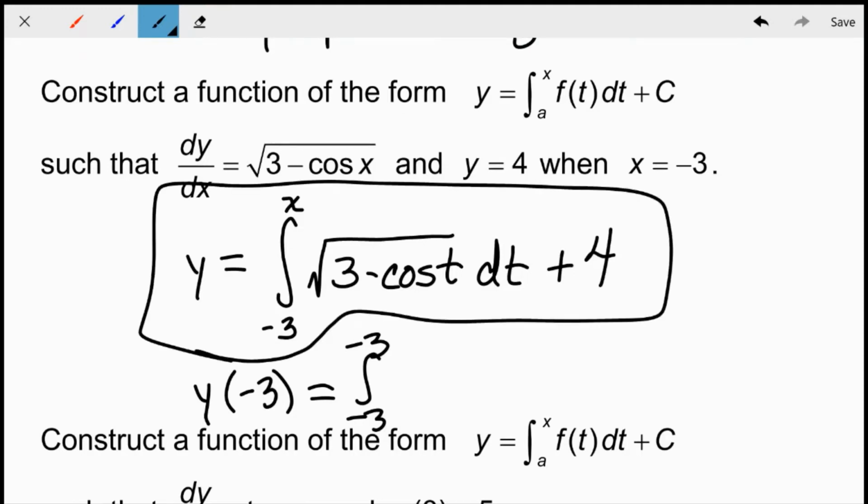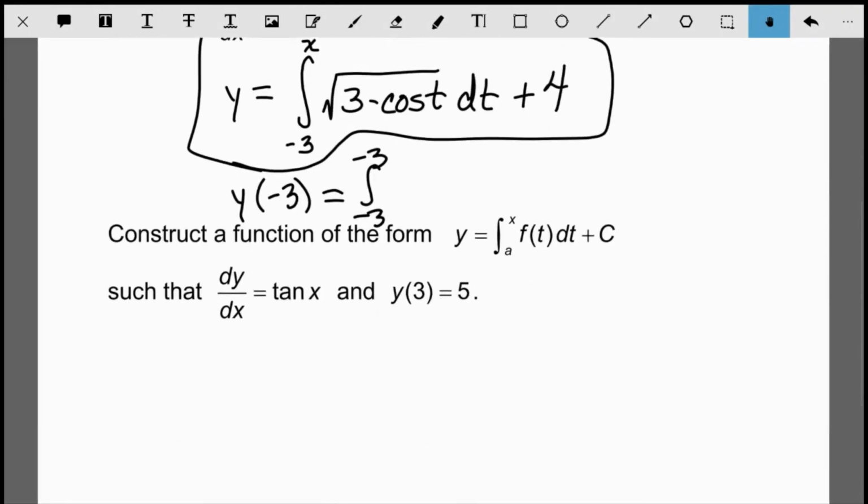So you can see now we can check this. If I plug -3 in, do I get a y value of 4? The answer would be yes. If I take the derivative, will I get the original function? And we'll talk about this in a second, but yes, we will get the original function when we plug the x in for the t when we take the derivative.